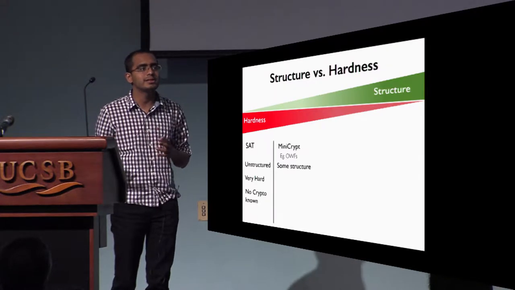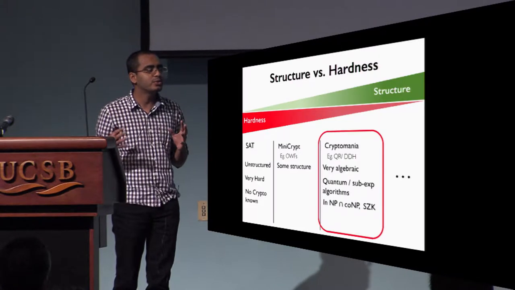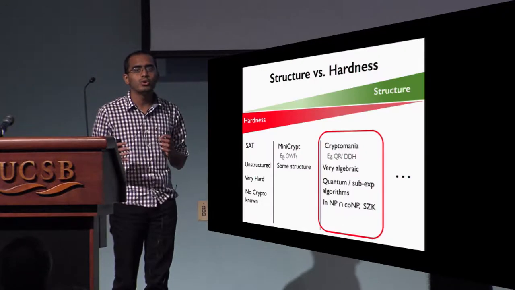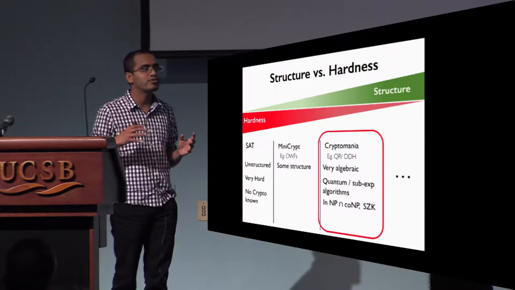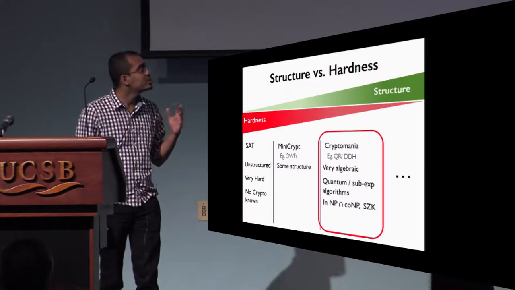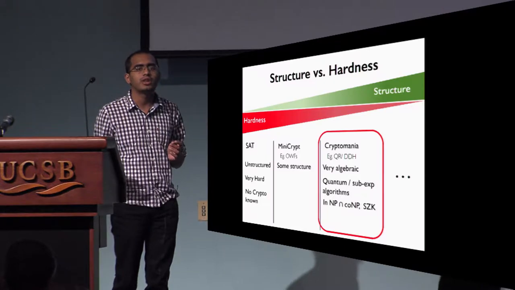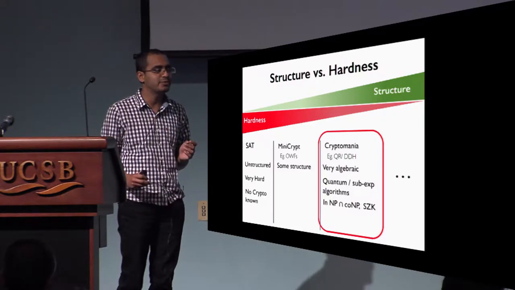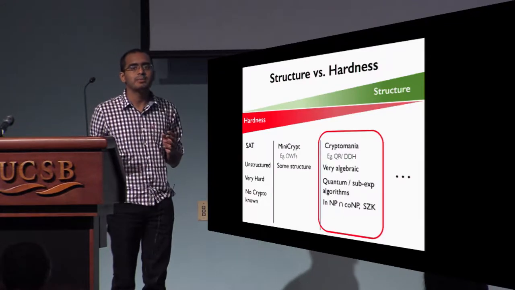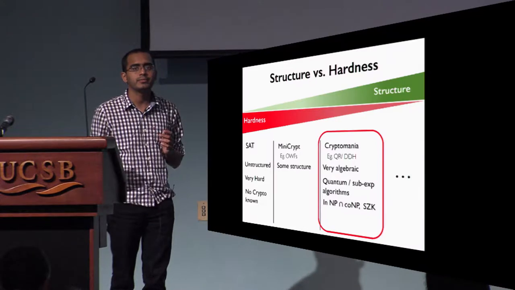Then we have assumptions in minicrypt. So these have somewhat more structure. And finally, we come to cryptomania, which is what we would be interested in this talk. So these consist of primitives of the public key kind. Most of these are based on a handful of assumptions, such as QR, DDH, and so on. All these assumptions are extremely algebraic. It turns out that we know some surprising quantum and sub-exponential time algorithms for these problems.